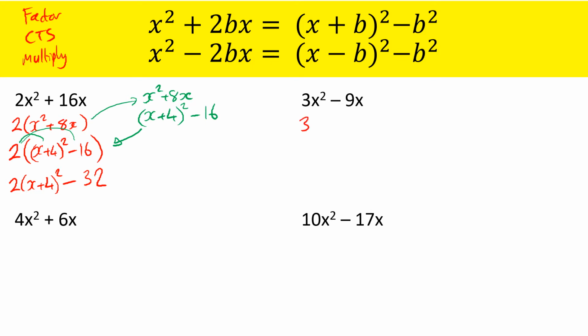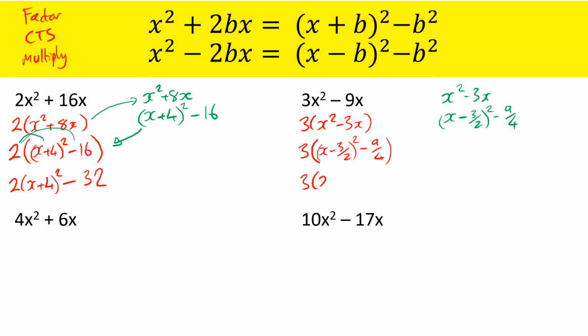Let's take out a factor, 3. Let's complete the square. So that would be x minus, let's stick with fractions, shall we? And then let's substitute that back in. And then let's expand that. 27 over 4, I guess. You could also have 6.75 there if you prefer decimals. Yeah, that's it.